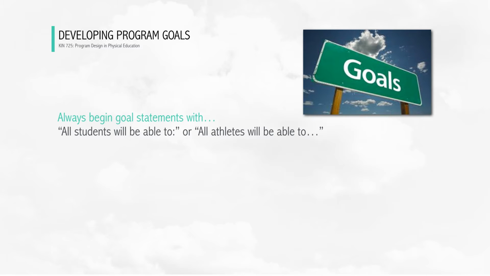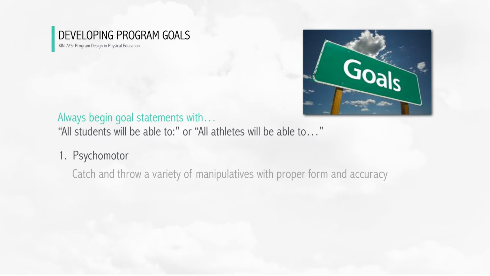Then you'll develop a list of goal topics to include for each one of those domains. So for example, if you're a teacher and you're developing a goal for the psychomotor domain, it may look something like this: "All students will be able to catch and throw a variety of manipulatives with proper form and accuracy." And this is a nice broad statement that covers more than just one type of passing skill. It includes the criteria of proper form and accuracy, and it's not enough to just cover throwing and catching a football, for example. We need to include a little bit more expectation, have it be a little bit more extensive, a little bit more broad. So this is a pretty good goal.